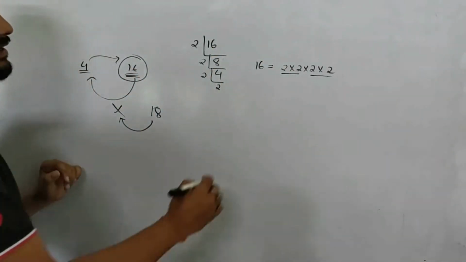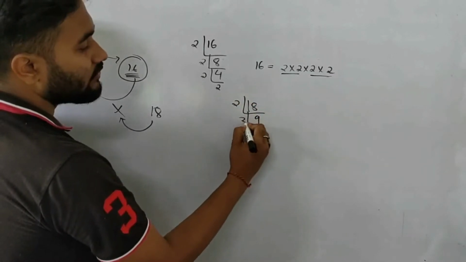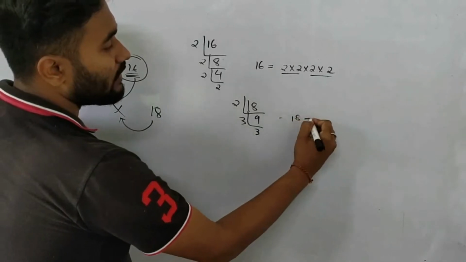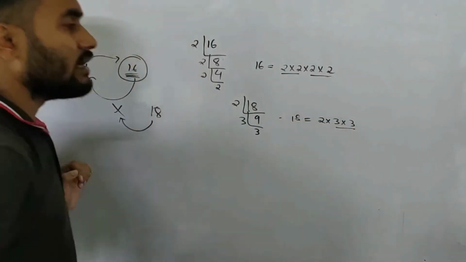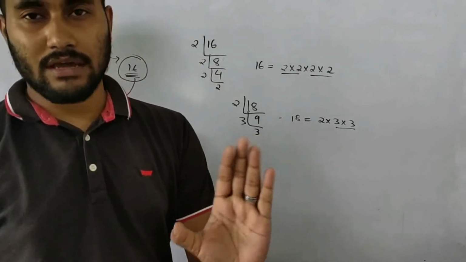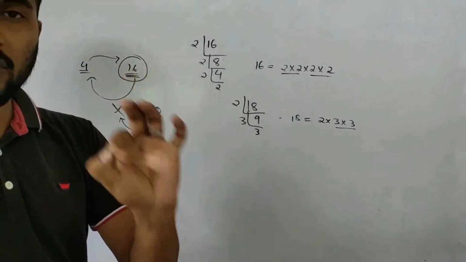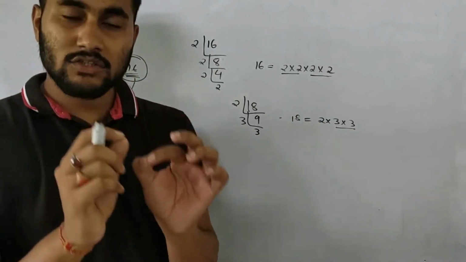Like 18. You see 18. 2 nines are 18, 3 threes are 9. So I can express 18 as 2 into 3 into 3. So this 3 is in a pair, but this 2 is not in a pair. This is single. So 18 is not a perfect square. Understood? Because this 2 is not in a pair. It has to stay in pairs.